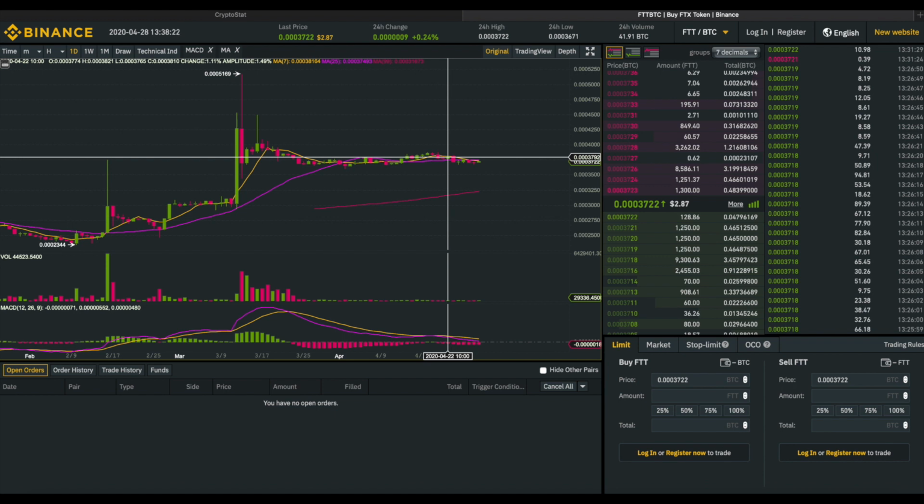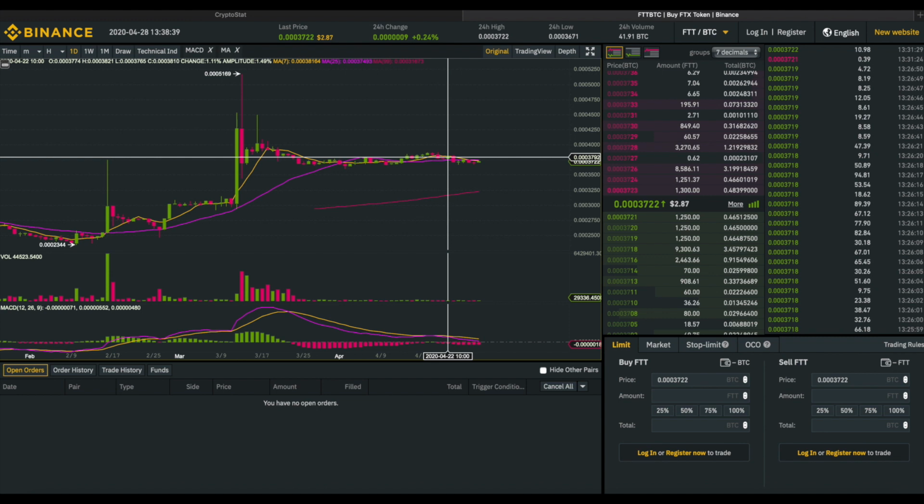Now the volume has increased from 14 to 42, which is almost a 200% increase in volume. But the price has actually fallen, and there's a few reasons for that. We have the MACD down the bottom there, and you can see it's actually crossed bearish.